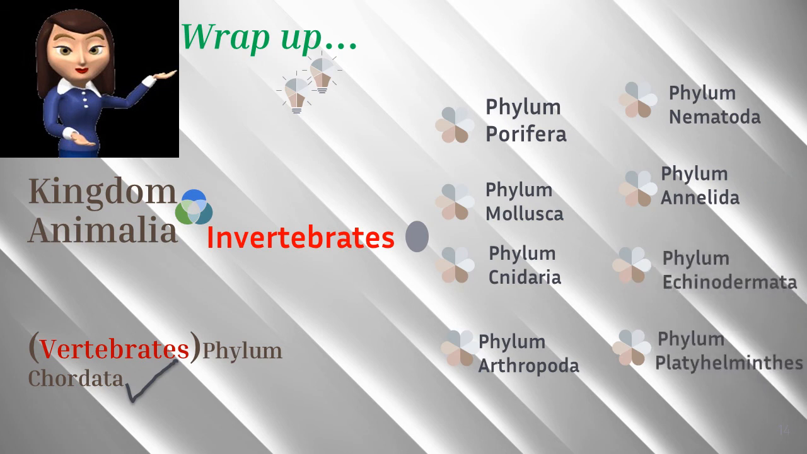And in this lesson, you have learned that under invertebrates, we have the phylum Porifera, phylum Mollusca, phylum Cnidaria, phylum Arthropoda, phylum Nematoda, phylum Annelida, phylum Echinodermata, and the phylum Platyhelminthes.